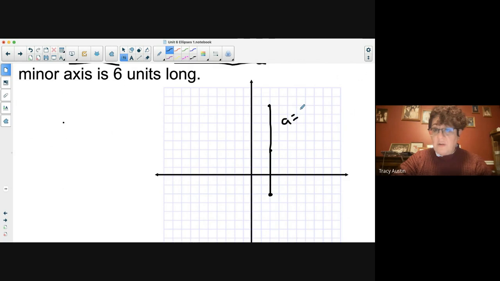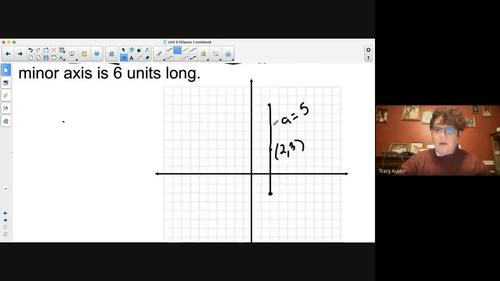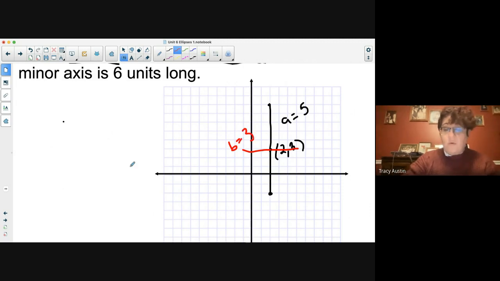And we have our center. We also know now that this is vertical because it said the major axis was vertical. Then it says that the minor axis is 6 units long. So the whole thing has to be 6, which must mean it's 3 in each direction. So B is 3. Now I have everything that I need in order to write an equation.